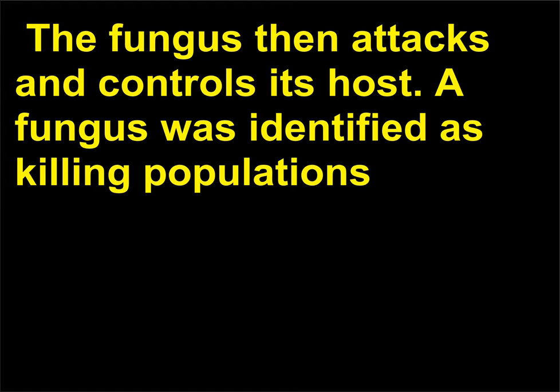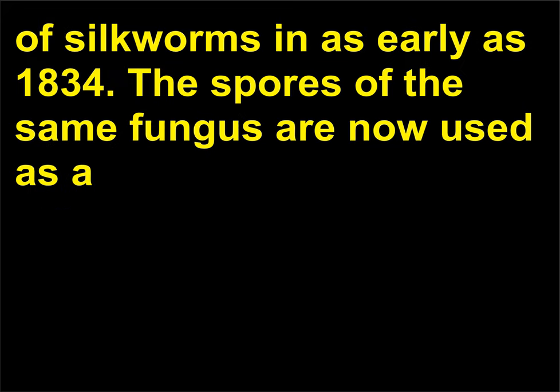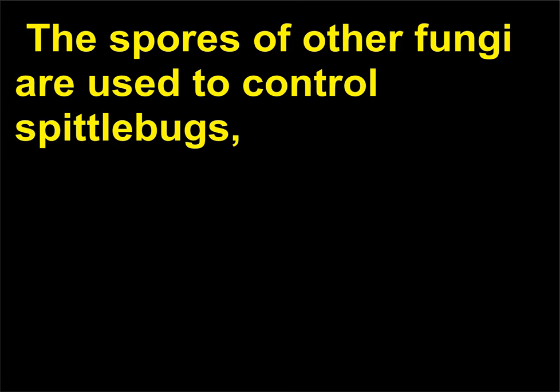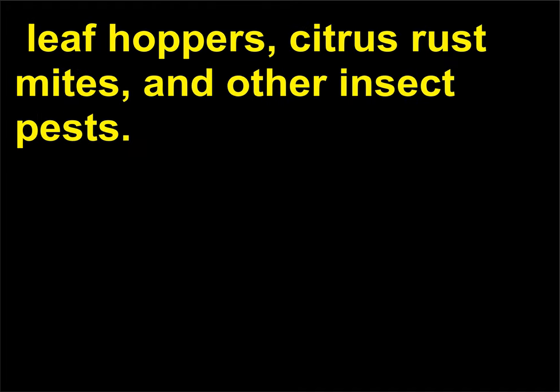A fungus was identified as killing populations of silkworms as early as 1834. The spores of the same fungus are now used as a mycoinsecticide, a parasitic fungus used to kill insects, to control Colorado potato beetles. The spores of other fungi are used to control spittle bugs, leafhoppers, citrus rust mites, and other insect pests.